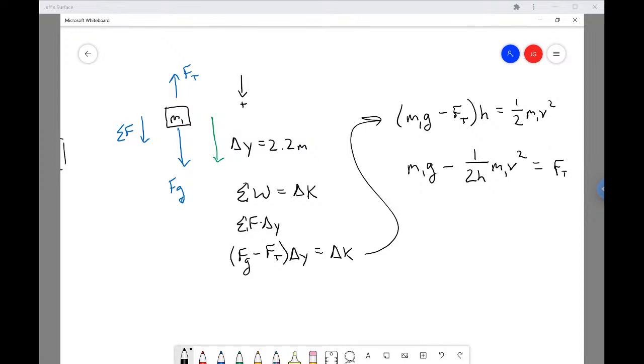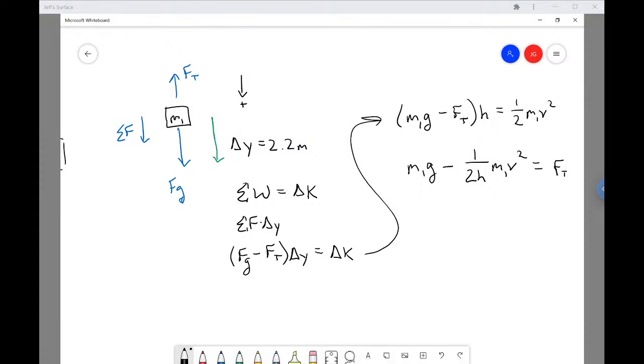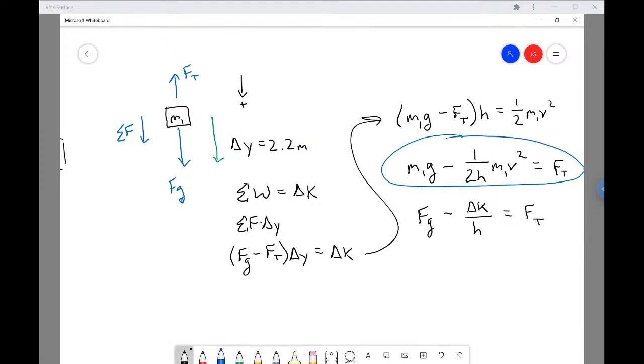So, look at this, what we really have is this is the force of gravity, and this right here is the change in kinetic energy for mass 1 divided by h. But we know everything in this equation except for Ft, so we can solve for Ft and end up getting 51.4 newtons.